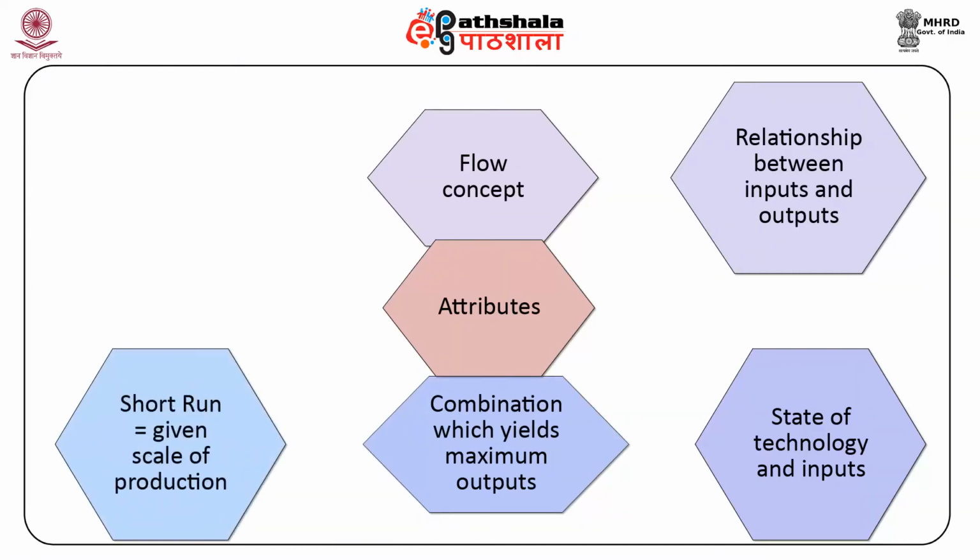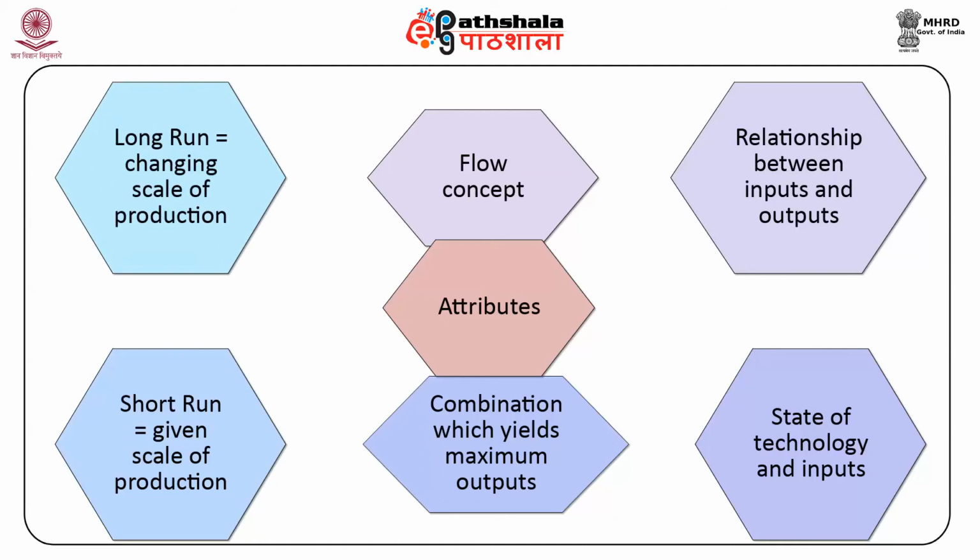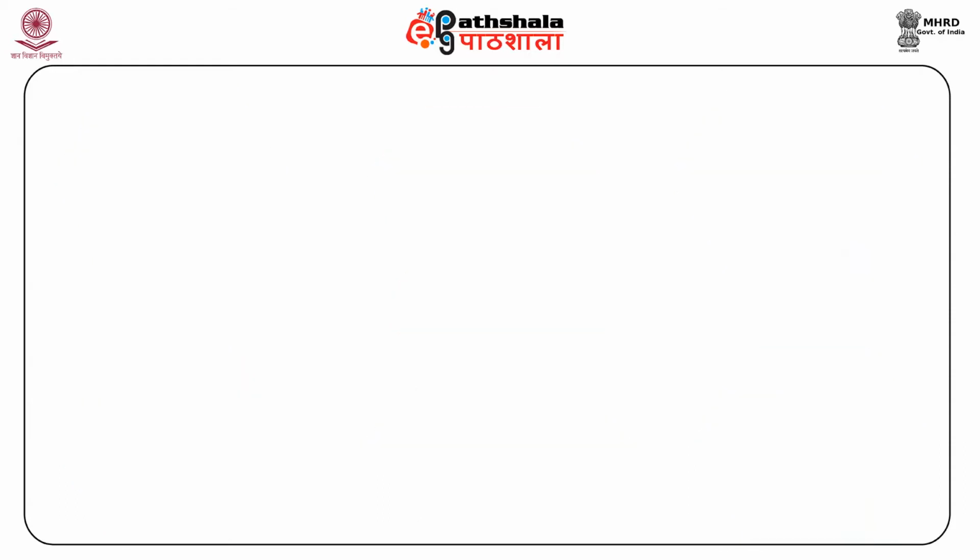Fifth, the short run production function pertains to the given scale of production. Sixth, the long run production function pertains to the changing scale of production. Now, we will discuss the short run and the long run production functions.